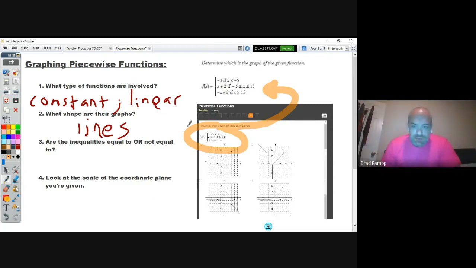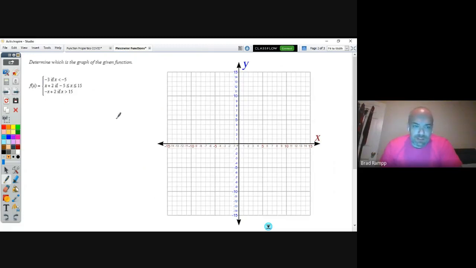Are the inequalities equal to or not equal to? Like the first one, it's not equal to. When it's not equal to, you have an open circle, and when it is equal to, you have a solid circle. So those are clues to look for, very helpful when it's multiple choice. And then look at the scale of the coordinate plane that we're given. You can see here that they go by fives up and down on the x-axis. So be aware of that while you're working. All right, so let's get started.